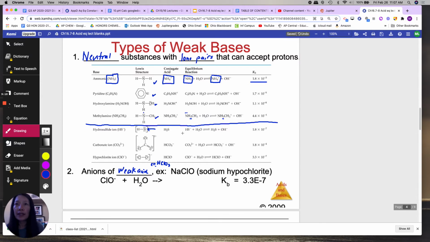So these are neutral, but there are lone pairs there. So one H, you can put it in this lone pair right here. So then it used to be minus, you add an H plus, now it becomes neutral. HS minus, so it becomes a negative. You add a +1 proton, H2S, now it's 0 charge. Again, the H plus came from the H2O, so now you have OH minus, so that is also a base.